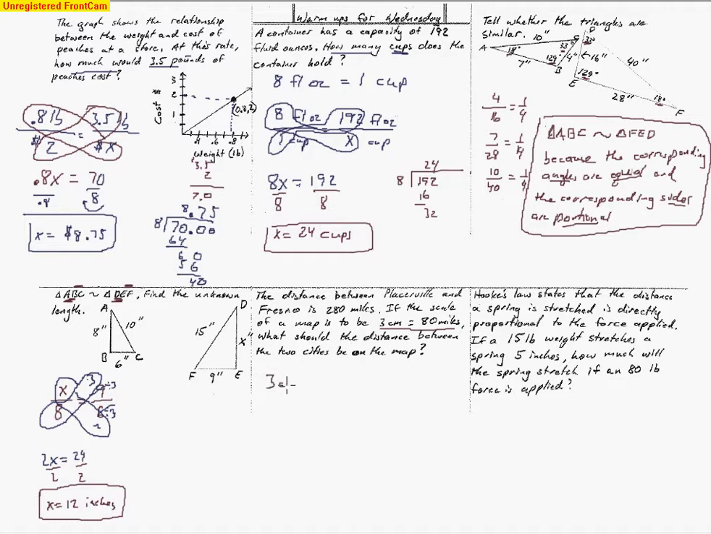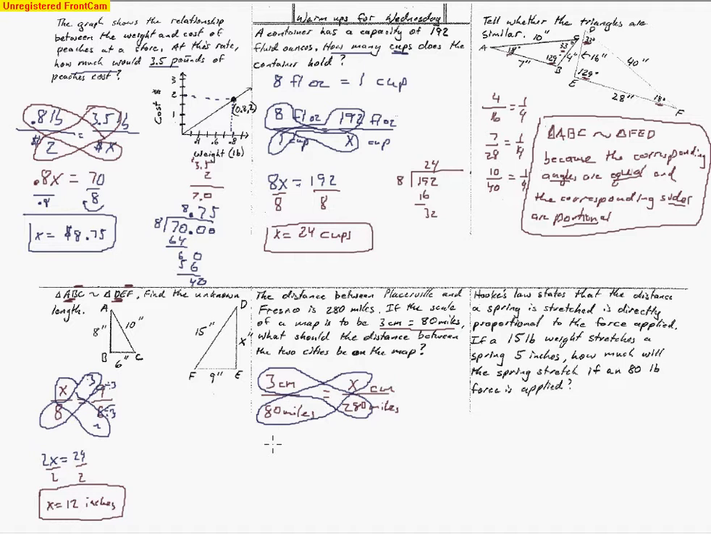3 centimeters is to 80 miles. I want to find out how many centimeters on the map it should be if the distance between these two towns is 280 miles. Now, since I've got miles on the bottom, I need to be consistent. I need to make sure miles is on the bottom, centimeters is on top. And we want to find out how many centimeters that is. So there's where my variable goes. So I go ahead and cross multiply. Multiply these two numbers as well.